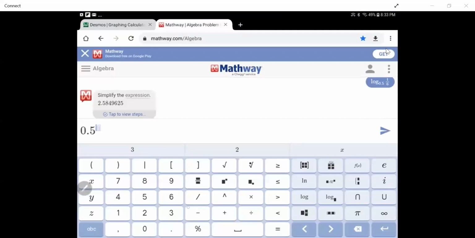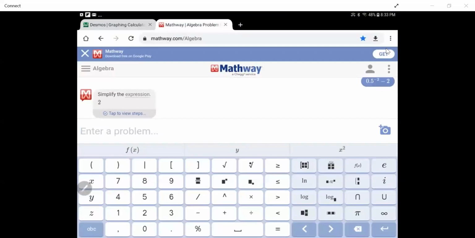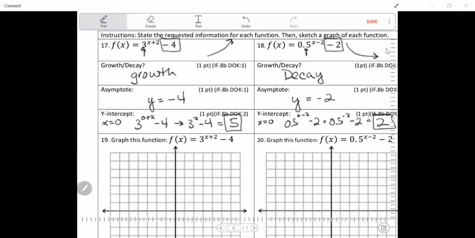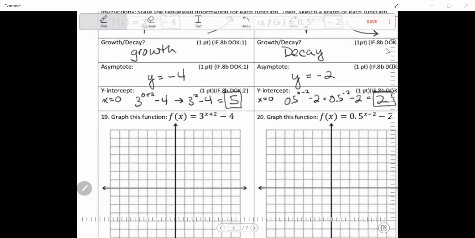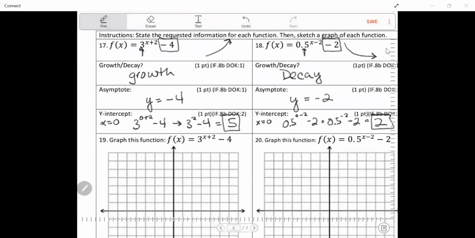So to the -2, don't forget that it's a -2. Then you're going to subtract 2 from that, and you're going to find out that our answer is +2. So that is going to equal 2. Now we need to graph these. To graph them, we're going to use our asymptote and our y-intercept.